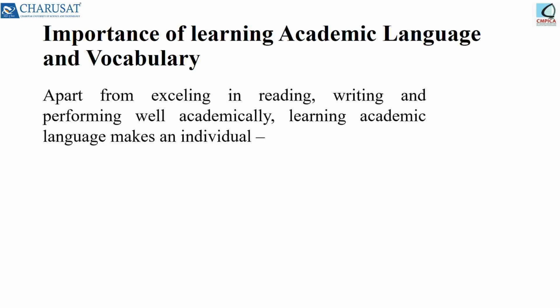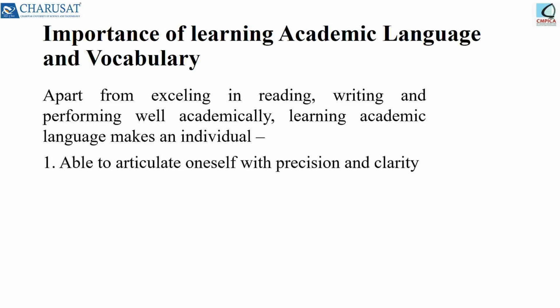Why is it important to learn academic language and vocabulary? Apart from excelling in reading and writing and performing academically, one needs to perform well in exams, and that is going to benefit forever. However, apart from all of that, academic language makes an individual capable of something. What is an individual capable of? The individual will be able to articulate oneself with precision and clarity. You will speak with complete clarity, with proficiency, with accuracy, and to the point whenever and whatever is required to be explained. So that is the ability to articulate, the ability to express.